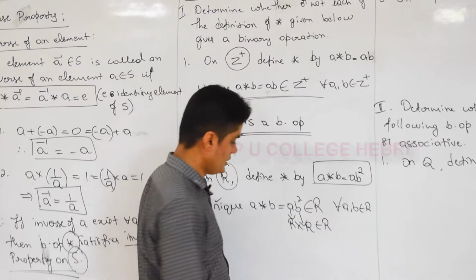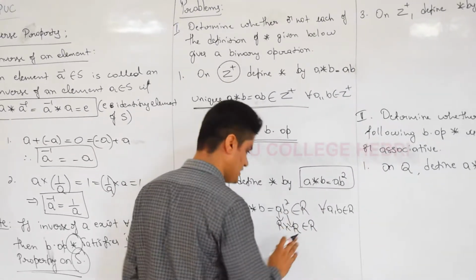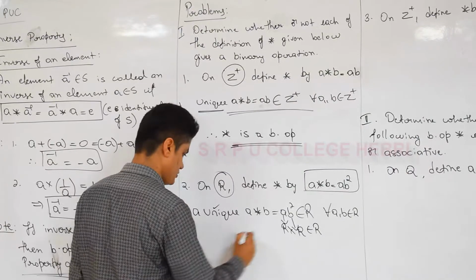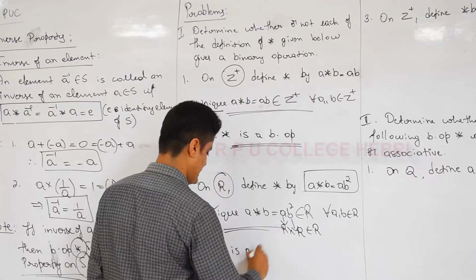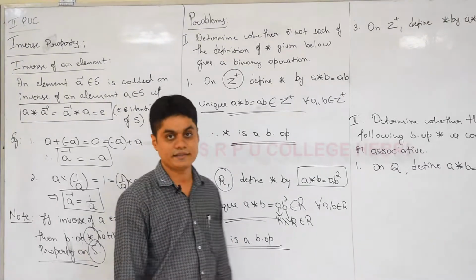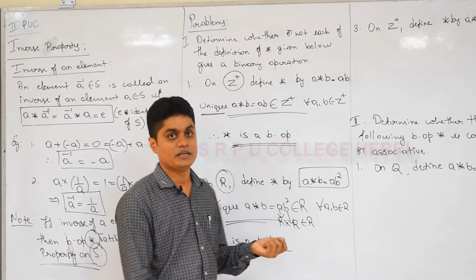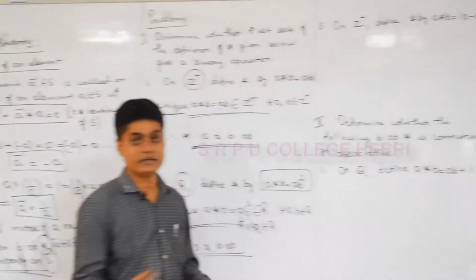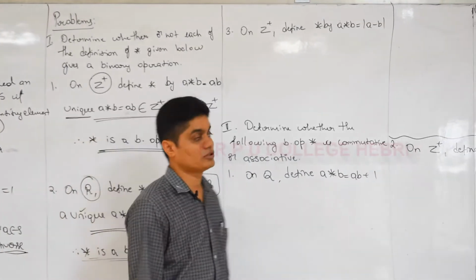There is no chance of saying this is not a real number. We did not get examples. So what is the conclusion? This is the answer: therefore star is a binary operation, because this product of two real numbers is always a real number. Okay, and b square definitely will not trouble you. Okay, fine. Next, one more question.